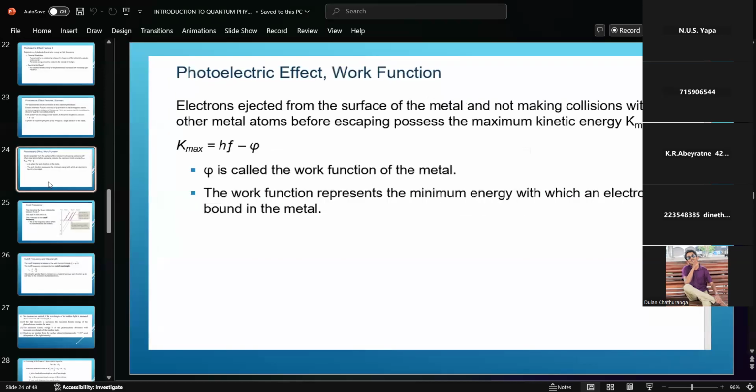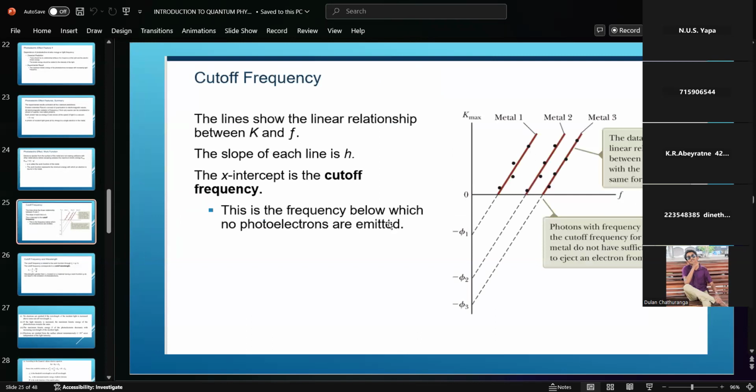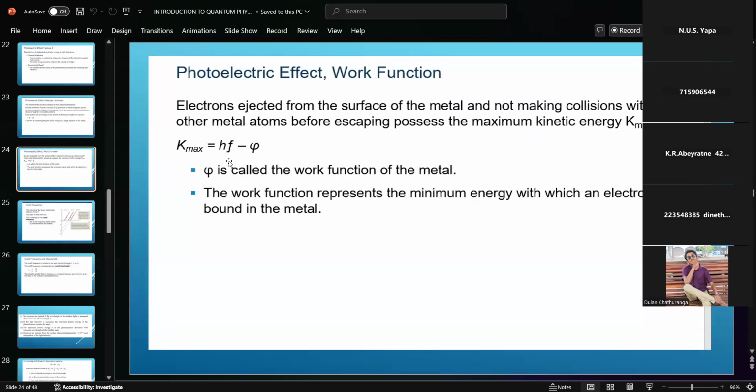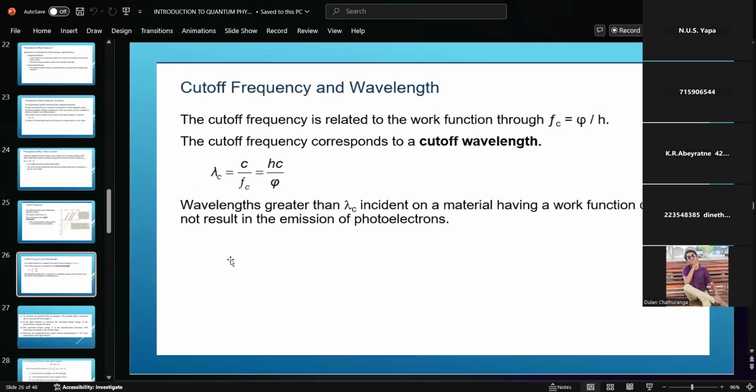Why can we say phi over h? At the cutoff frequency, what happens? You can see in this figure, this is the frequency below which no photoelectrons are emitted. Below the cutoff frequency, we cannot see the emission of photoelectrons, right? At the cutoff frequency, the maximum kinetic energy goes to 0. Then in the equation, Kmax equals 0, so the equation becomes hf equals phi naught, and you can find the f value from this equation: the cutoff frequency fc equals phi naught over h.